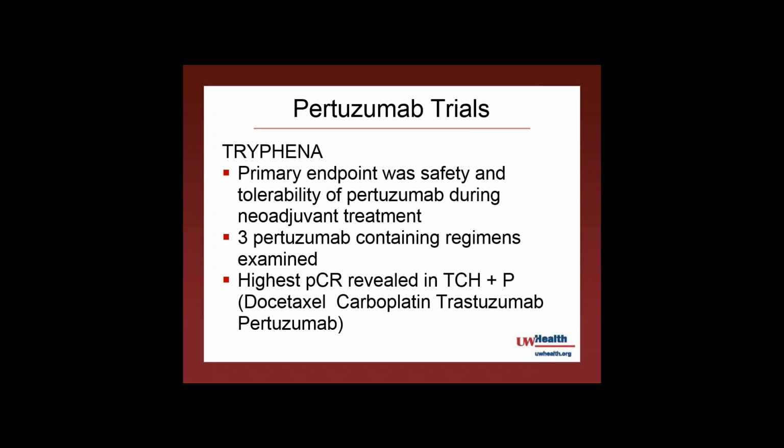I didn't tell you what pertuzumab is, but it's similar to trastuzumab, but it binds at 2 sites instead of 1 site. The TRYPHAENA trial, another pertuzumab trial, had a primary endpoint of safety and tolerability of pertuzumab during neoadjuvant treatment. All of the regimens compared in the trial contained pertuzumab. There were 3 regimens, but the highest PCR was revealed in the TCH plus pertuzumab arm.